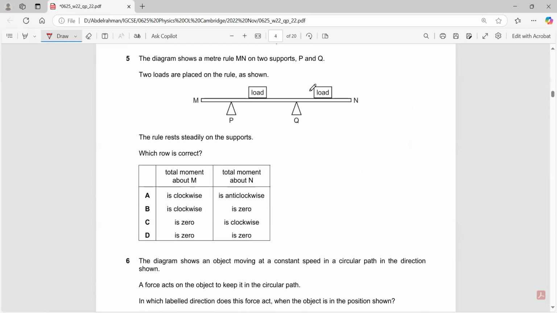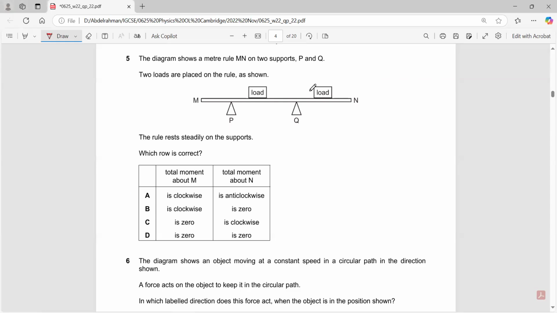Question 5. The rule rests steadily on the supports. Which row is correct? It's resting. What is the total moment about M and what is the total moment about N? It's a really nice question. What is the total moment?